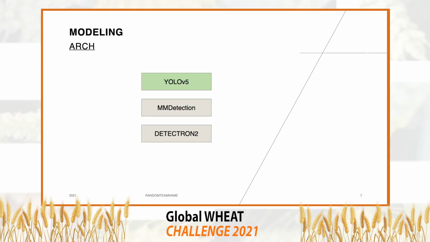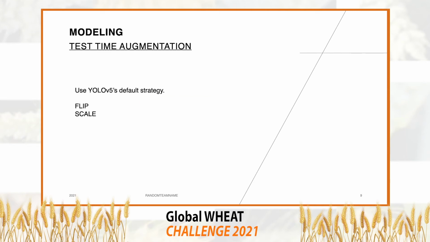For the architecture, we chose YOLO V5 instead of MMDetection or Detectron2, as it is known to provide high performance while being easy to use. And actually, we originally planned to try another architecture other than YOLO V5, so that we could ensemble models from different architectures. But we dropped the plan because we didn't have enough time. As for the version of YOLO V5, we chose YOLO V5X. Experiments show that it performed better than YOLO V5L. As for YOLO V5X6, we feel that the performance boost in detecting large objects is not that useful in this competition. For test time augmentation, we used YOLO V5's default strategy, i.e. with flip and scale.